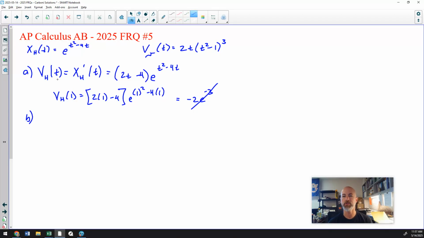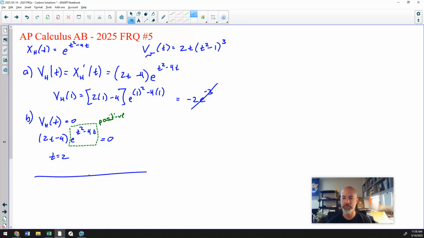And so I'm going to start by finding when the velocity of particle H is equal to 0, and that's going to be when 2t minus 4 times e to the t squared minus 4t is equal to 0, and that's going to happen at t equals 2. And you should know that exponential functions, e to any exponent, are always positive. That expression will always be positive, which is going to make this a little bit more convenient.